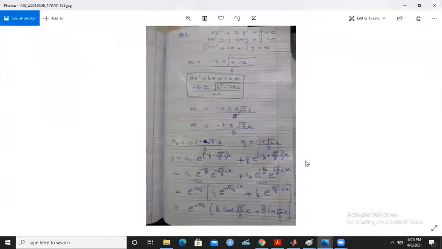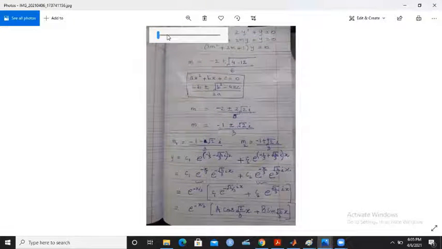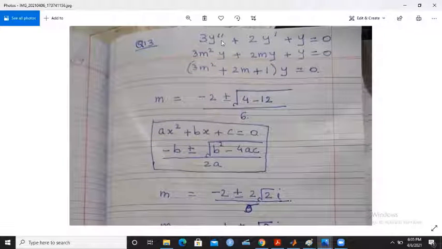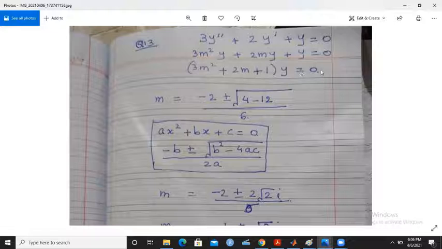This is a lengthy question, okay, and very important. 3y double dash plus 2y dash plus y is equal to 0. 3m square y, d2 by dx square is m square, d by dx is m, and here we do not have any operator. So my answer is my characteristic equation. Whatever, students, whatever I get here is called the characteristic equation. I have 3m square plus 2m plus 1 times y is equal to 0.